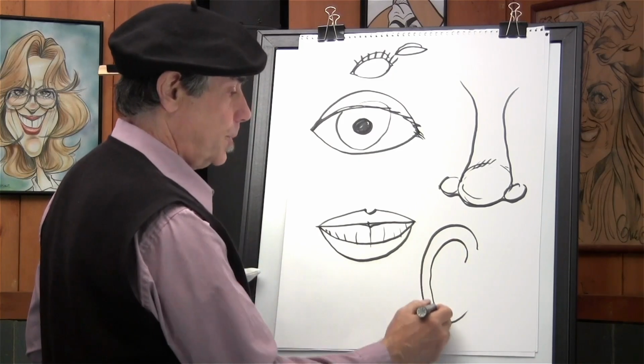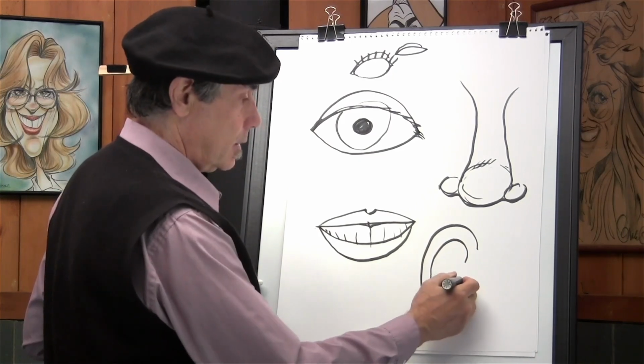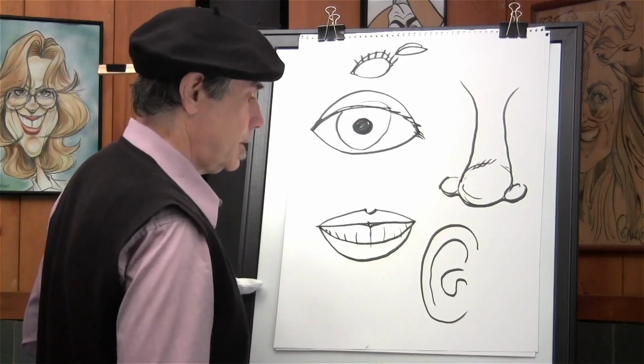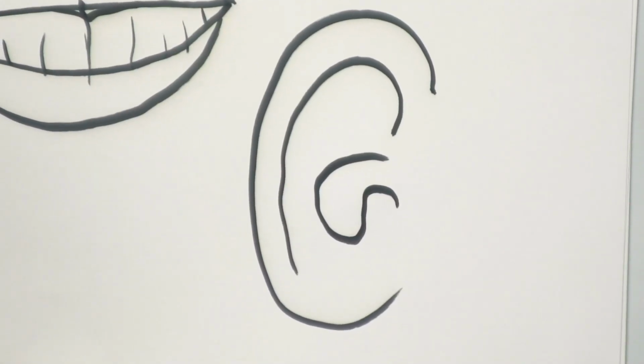There's a C. And let's put an extra loop in that C and a little sort of G-shaped wiggle. And there's your ear. Your turn. Draw a head shape, combine them with the features to make a great portrait.